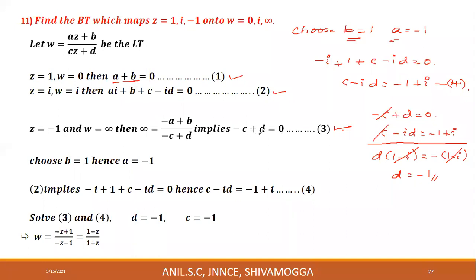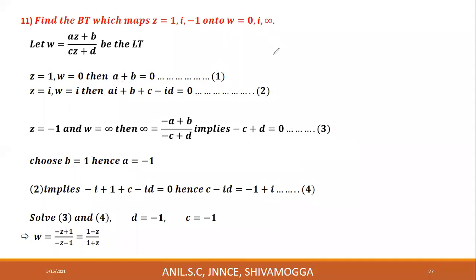From equation number 3, minus C plus D is equal to 0. Therefore, C is equal to D. Therefore, C is also equal to minus 1. Now we have all the four constants. Substitute here and find the bilinear transformation.